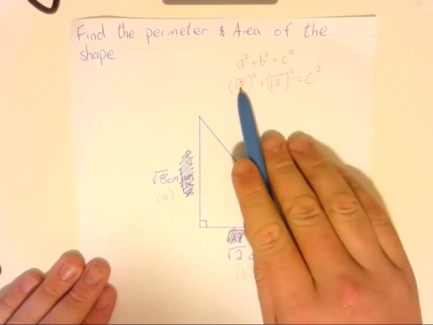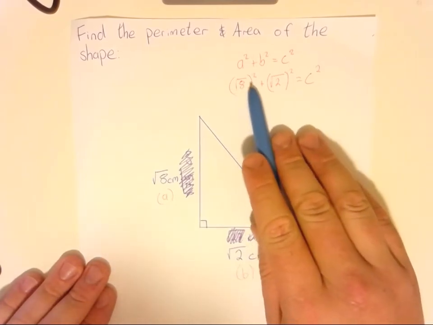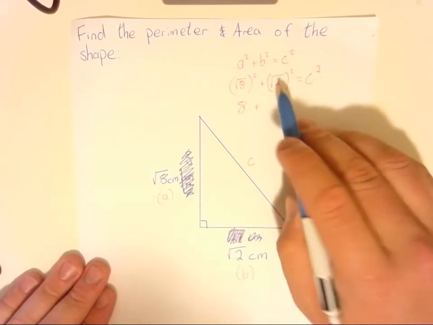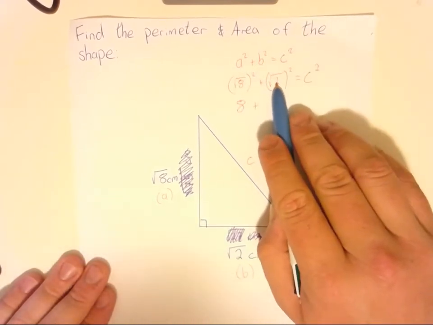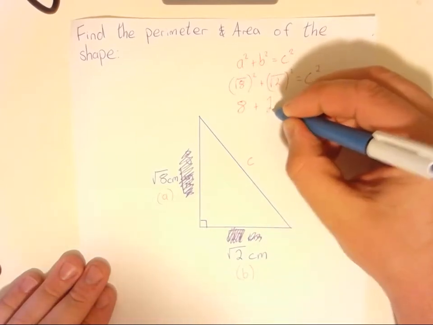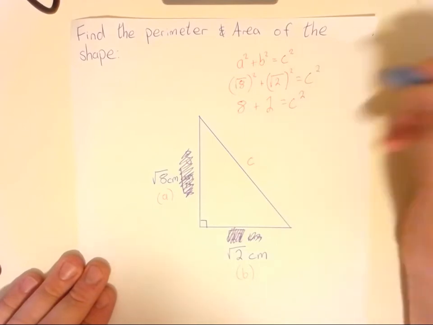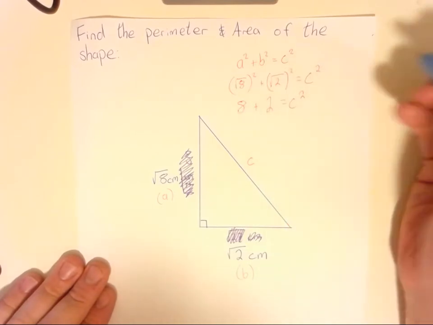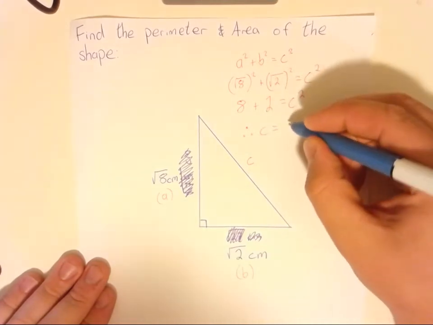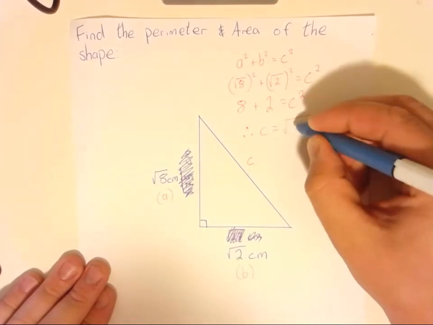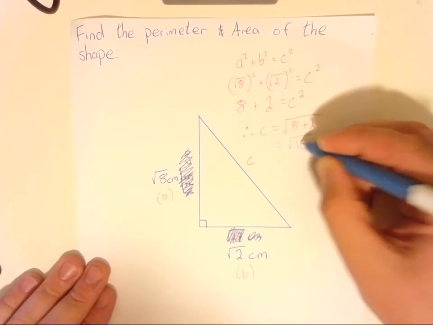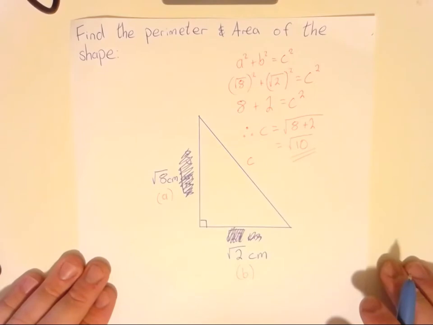Now as we've identified, hopefully, the square root of 8 squared just becomes 8. And the same as when the square root of 2, when we square all that, actually cancels out each other. So it's only 8 plus 2 equals c squared. We know 8 plus 2 is 10. So I can end up getting, therefore, c equals the square root of 8 plus 2, which equals the square root of 10. And that's my final answer for C.